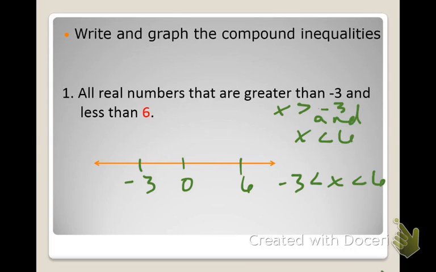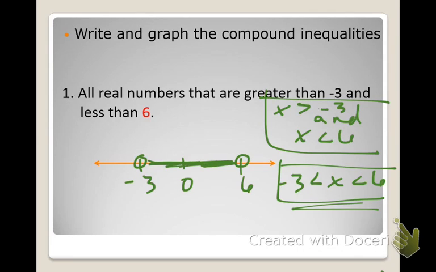Right? If we're talking about all real numbers between -3 and 6, are we going to include -3 and 6? No. This is not inclusive. So we're going to open circle -3 and 6 and then shade in between them. Okay? So when you write your compound inequality, you can write it like this or like this. This is the preferable method. All right?